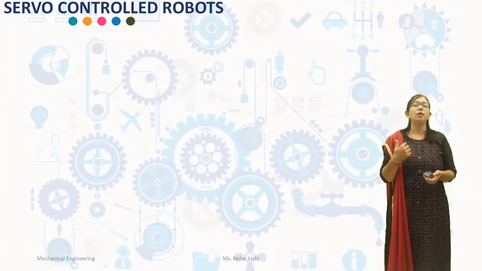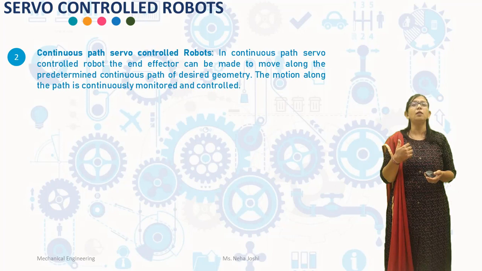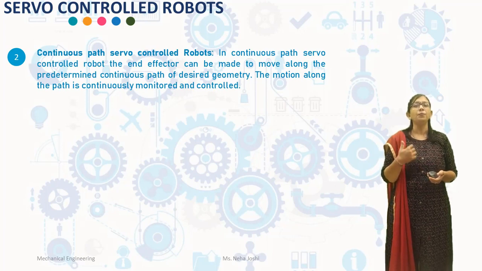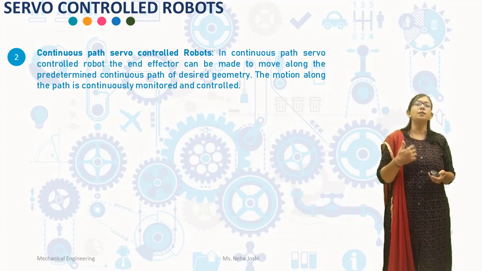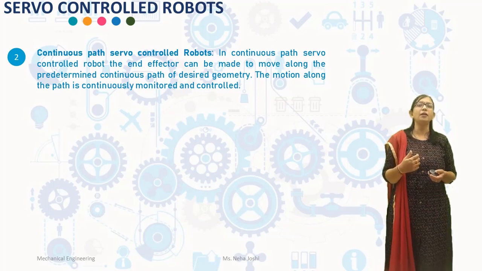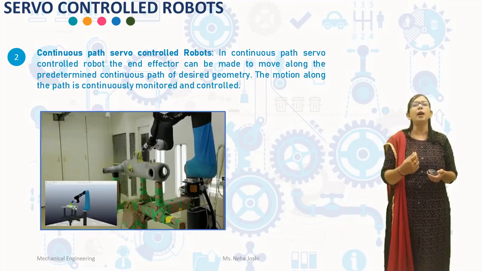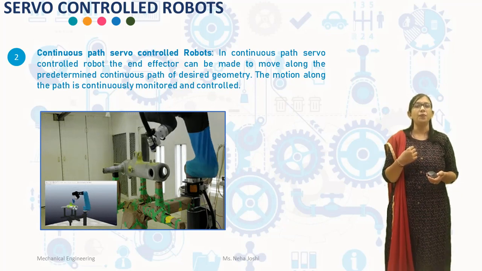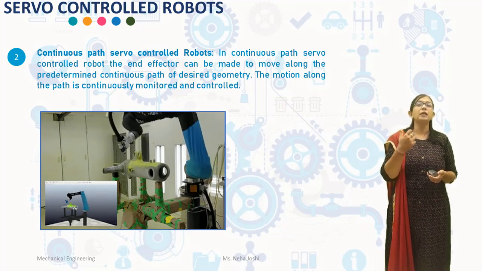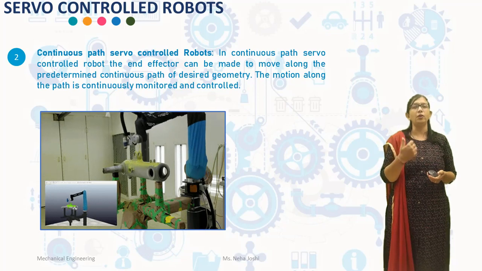The next one is the continuous path servo control robot. In a continuous path servo control robot, the end effector can be made to move along a predetermined continuous path of desired geometry. The motion along the path is continuously monitored and controlled.